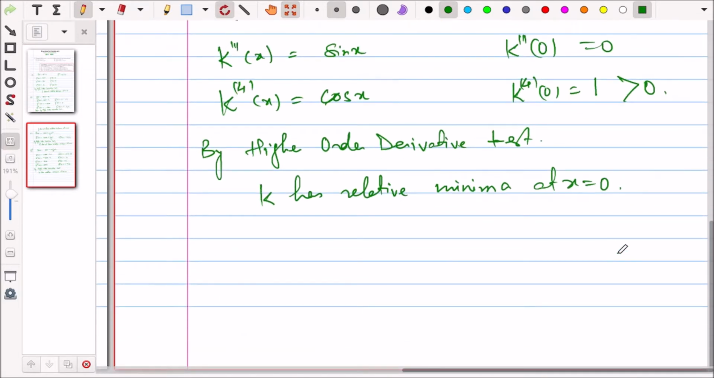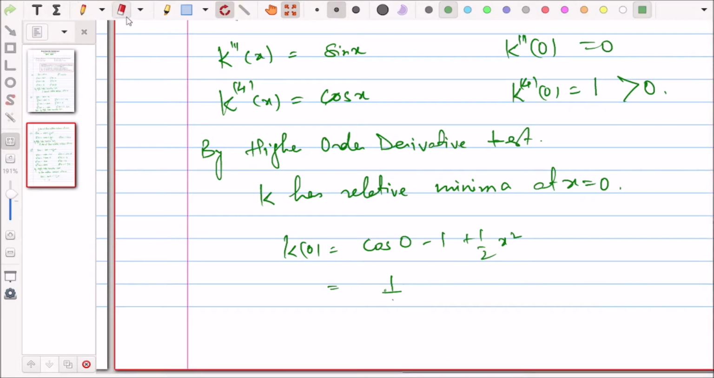And if you see, k(0) is cos 0 minus 1 plus 1 by 2 x square. So cos 0 is 1, minus 1, so plus 1 by 2 times 0, it is 1 minus 1, which is equal to 0. So 0 is the minimum value of k.